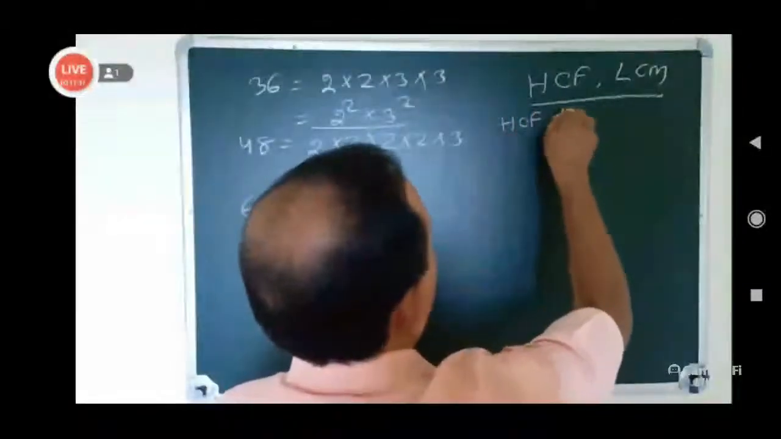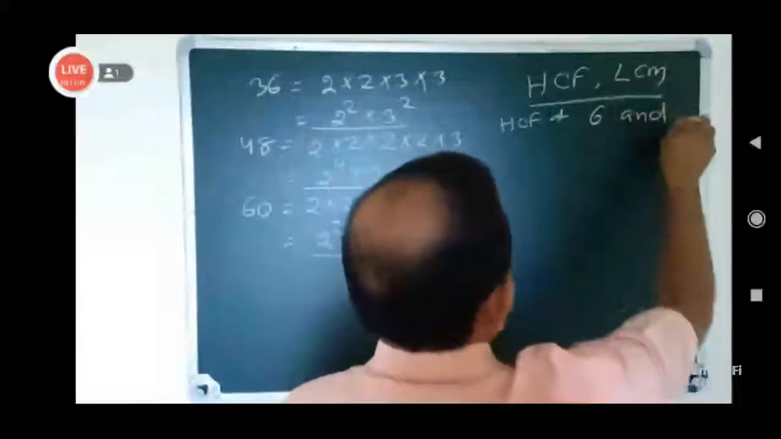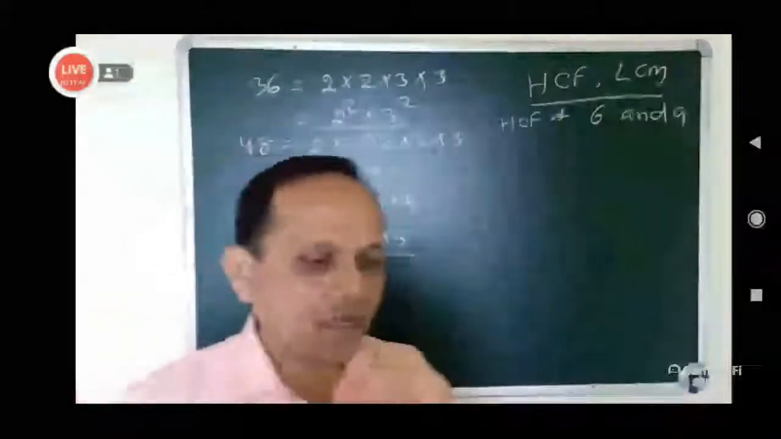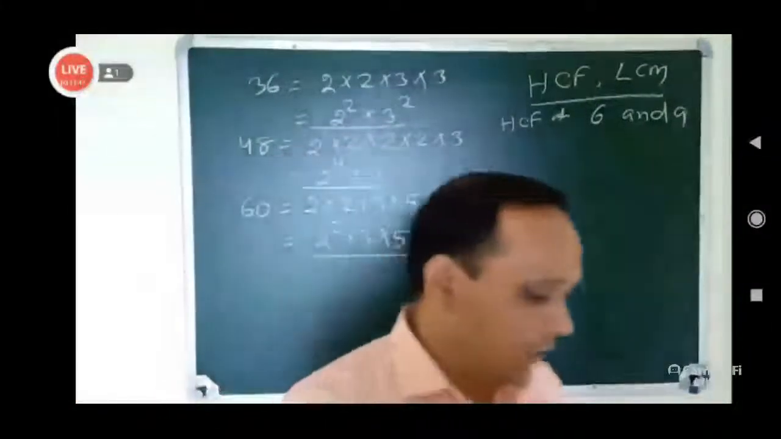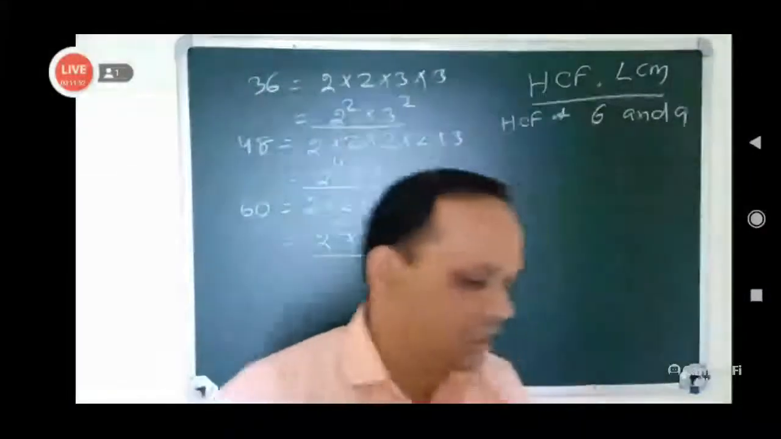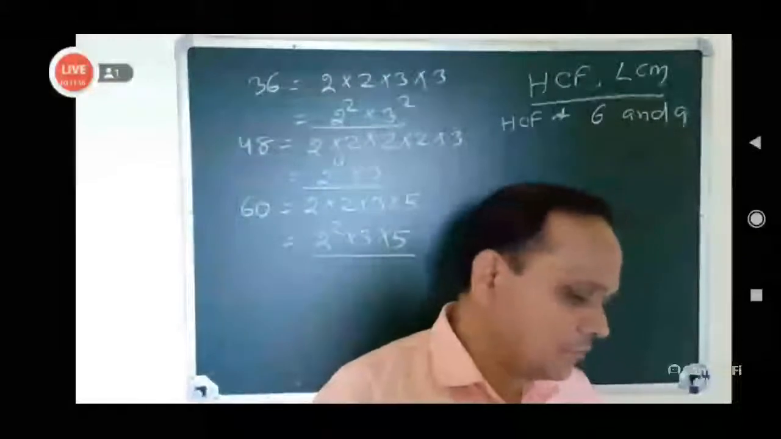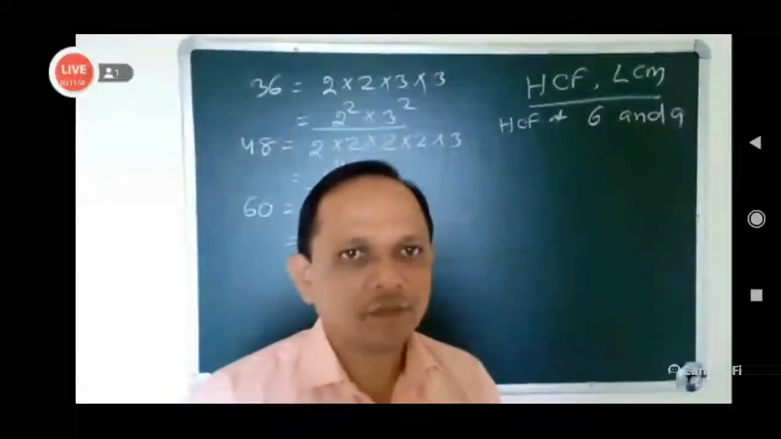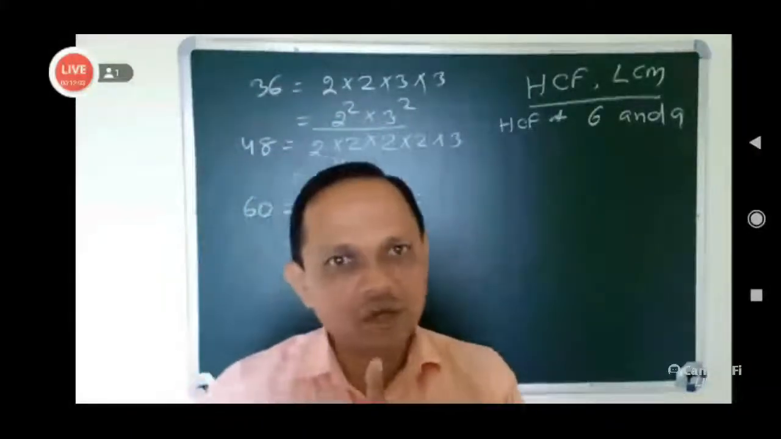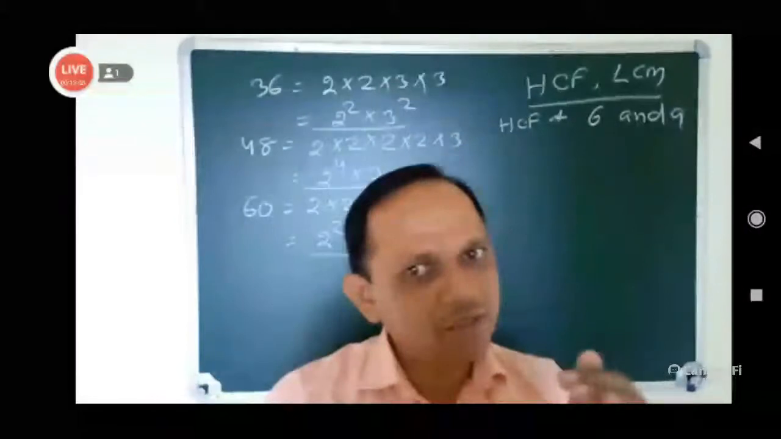Suppose we want the HCF of 6 and 9. First, I will discuss the HCF. HCF is the product of the smallest power of each common prime factor in the numbers. Very crucial and very important. We have to keep in vision that it is the smallest power.